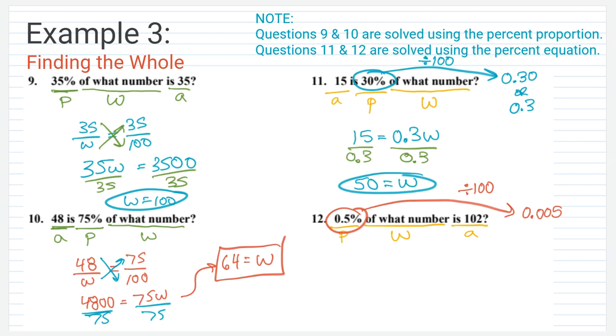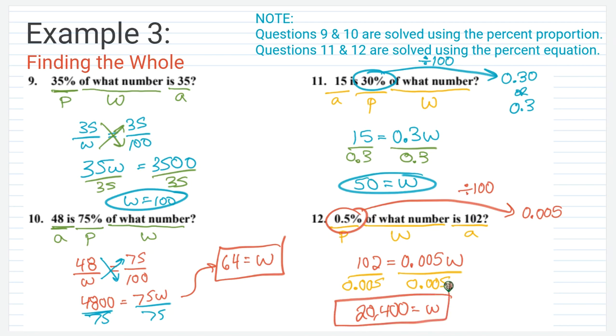All right, so now that we have that taken care of, we can go ahead and again set up our problem to solve here. So the part, which is 102, equals your percent in decimal form, so 0.005, so 5 thousandths, and then times W, which again is our unknown. To solve this, we're going to divide both sides by that 5 thousandths. And then 102 divided by 5 thousandths is going to end up giving us an answer of 20,400. That's what it's out of. And again, students will kind of panic because they're like, that just seems like it's too big. But remember, 0.5%, that is really tiny.